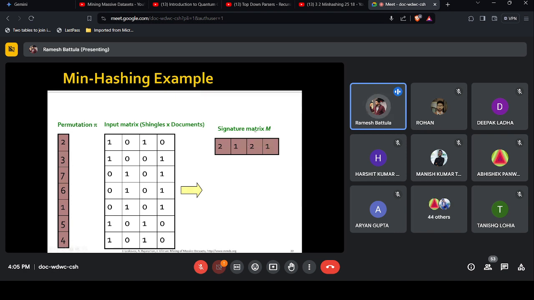This particular signature matrix 2 1 2 1 means we are unable to decide what is there here. From the similarity point of view, here 0 is there, that's why you are unable to decide this one. Then you need to check the 2, right? Once you check the 2, what happens here? Again you need to observe.